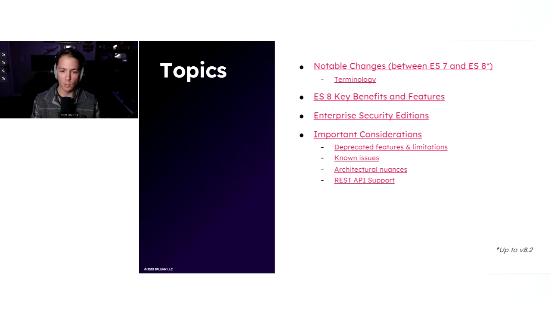Where we're going to spend the majority of our time is going to be around the important considerations as you move into the Enterprise Security 8 world, things like deprecated features from previous versions of Enterprise Security, known issues, some architectural nuances, and then also talking about the REST API available in Enterprise Security 8.